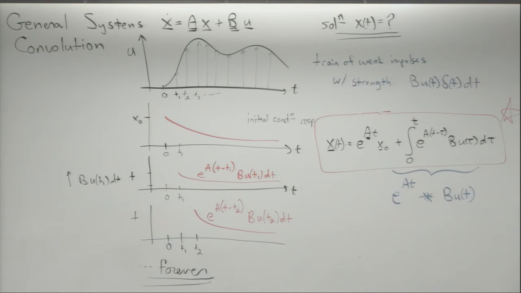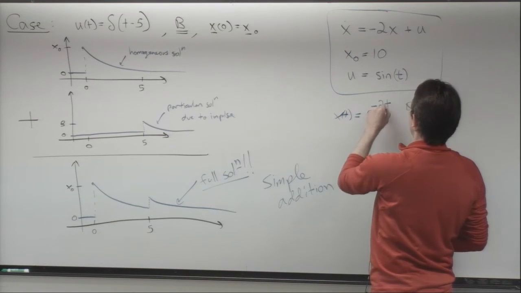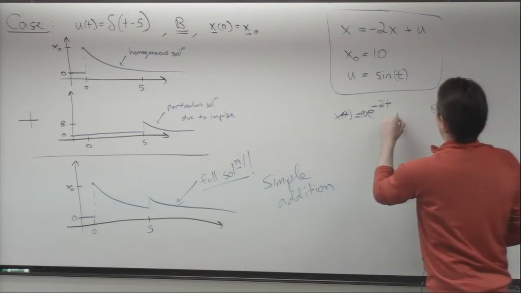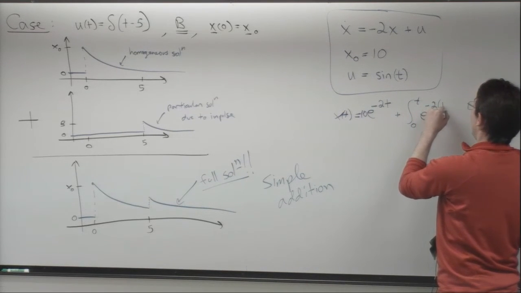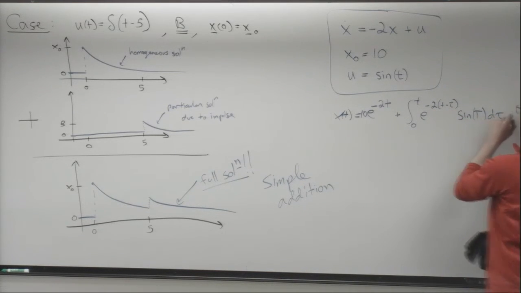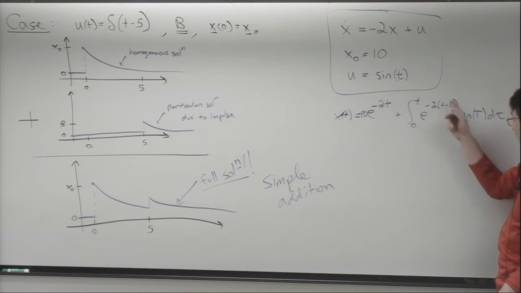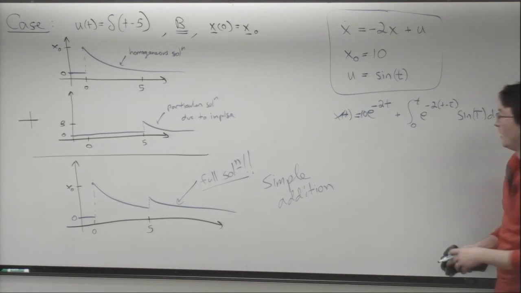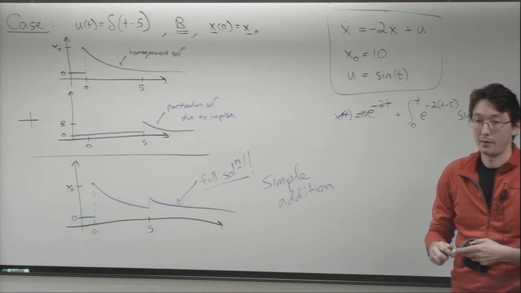So this is a good example to try this out. This isn't very difficult. I think we can solve it right now. This is e to the minus 2t times 10 plus the integral from 0 to t of e to the minus 2 times t minus tau, sine of tau, d tau. And I think you can plug this into Mathematica and integrate e to the something times sine of something, and you'll get some function out, and you can plot it and see if it really makes sense in MATLAB. Okay?